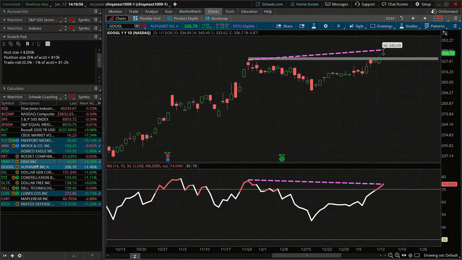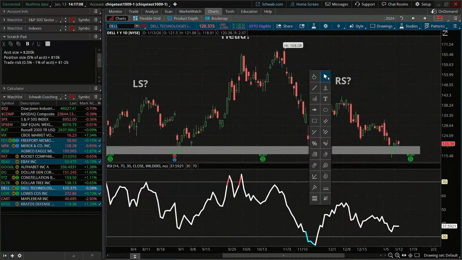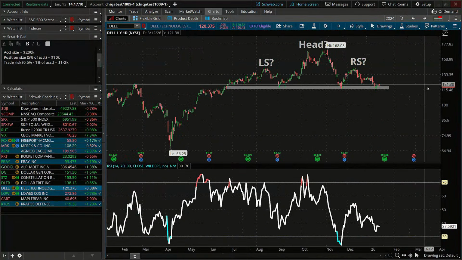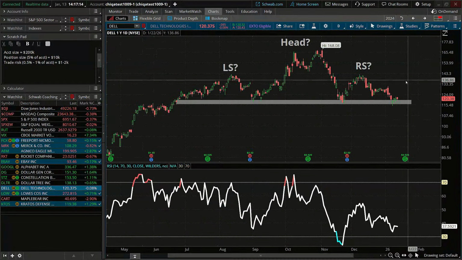Okay, let's take another example here. I'm going to go to the bullish divergence one, because we talked about that as well. So let's look at Dell. This has been one that I've been looking at over an extended period of time here.